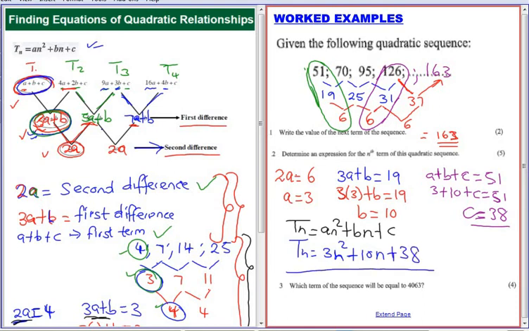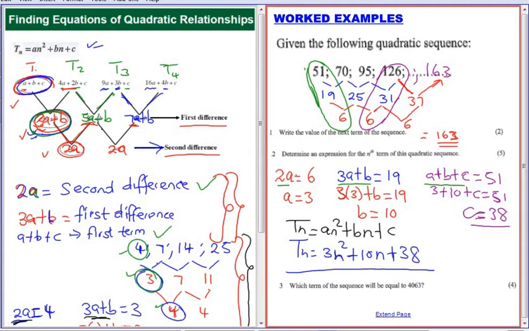As you can see, we are getting used to using our 2a, our 3a plus b, and our a plus b plus c. Please keep that in mind. It works wonders all the time. Well, now that you can use the formula, I would like to show you some questions that they like asking after you get the nth term or the general term.